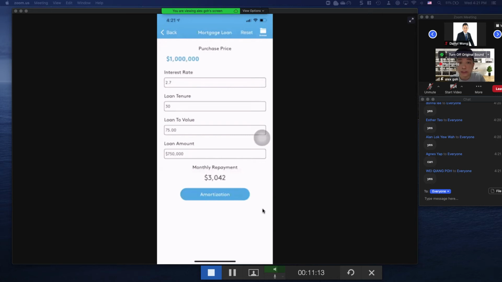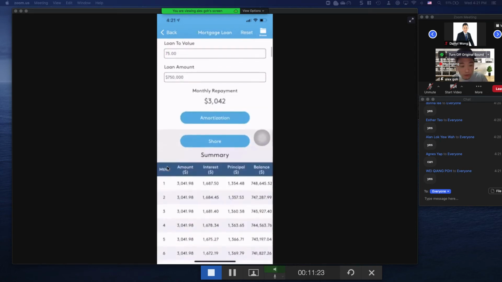So this 3042 is your monthly repayment. That's why the client says, "I pay for my own house." So is it true? Now we go to the amortization. You all need to understand the logic.